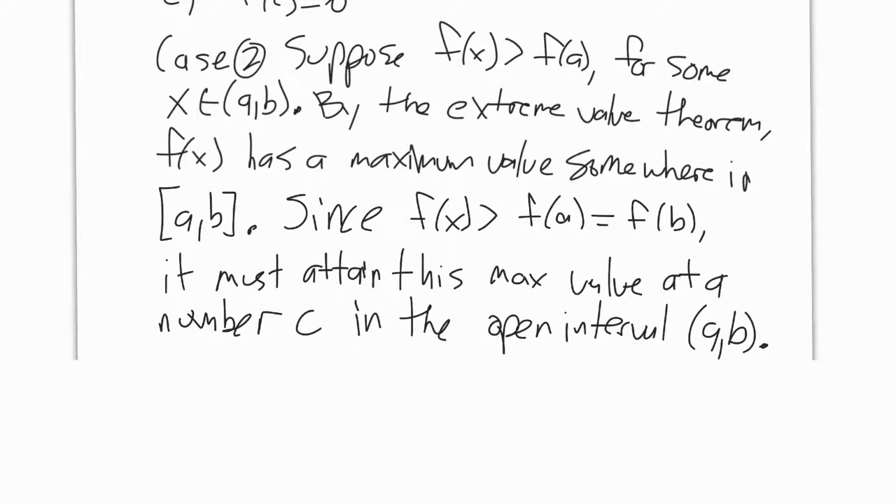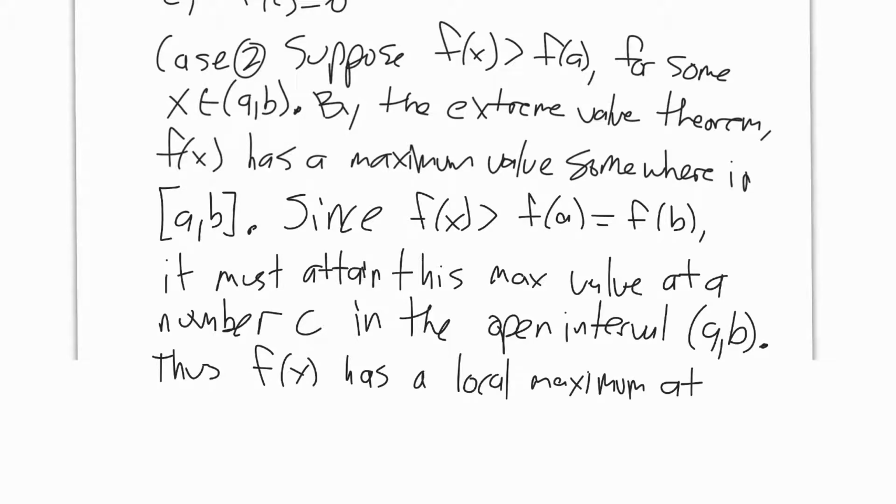So the maximum value cannot be happening at the endpoints, which means it happens somewhere in the middle. So it happens somewhere on the interval a to b. But if the maximum value is happening in an open interval, it's not just the absolute maximum. It's also a local maximum. So, thus, f(x) has a local maximum at c.